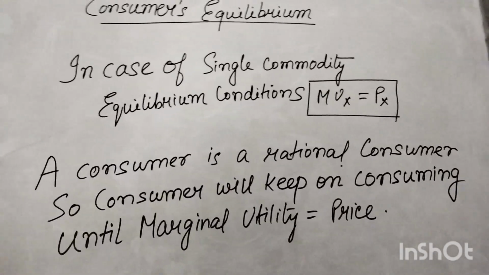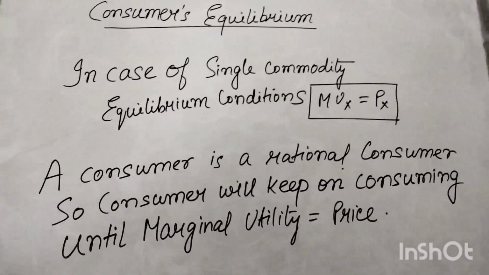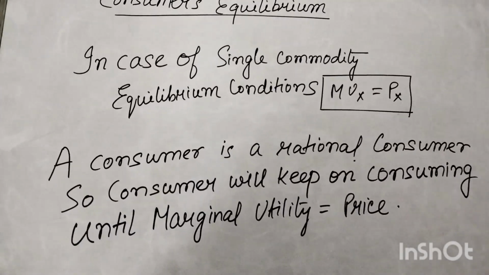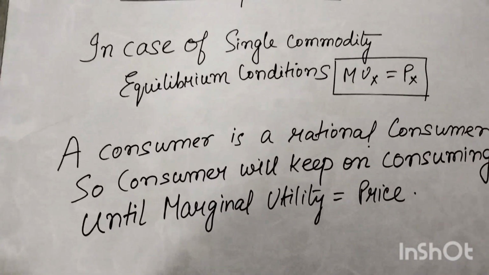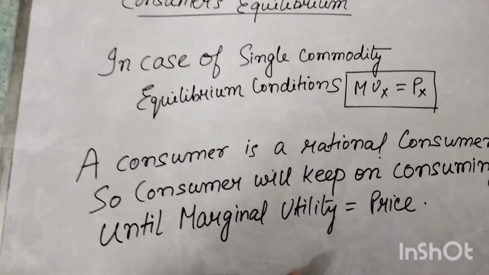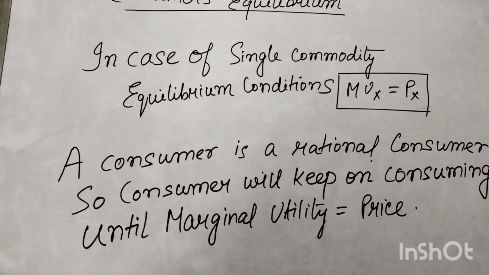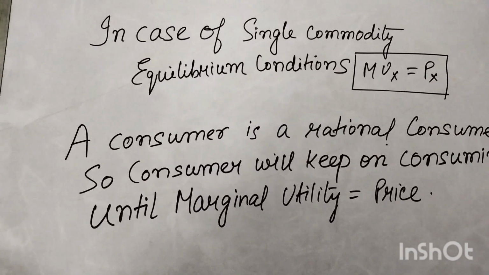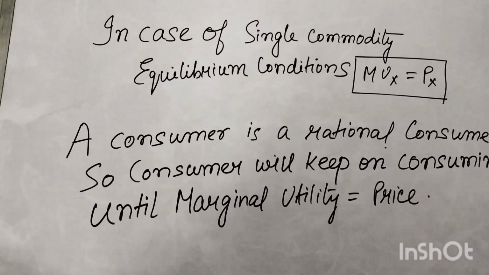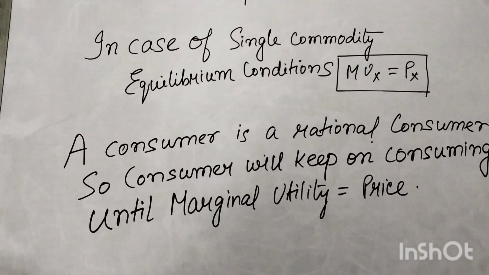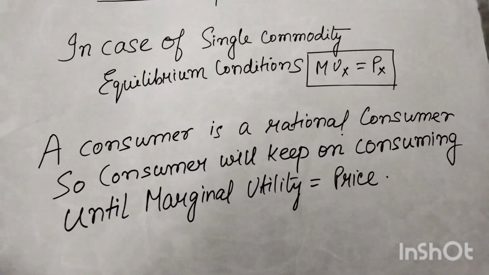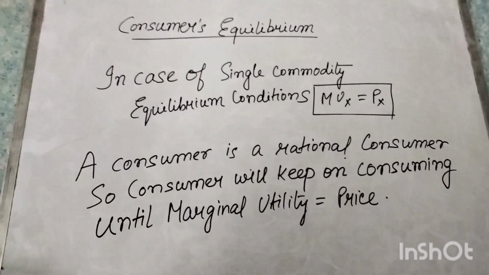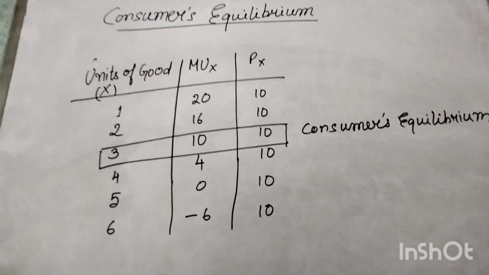Now here the consumer is a rational consumer. So the consumer will keep on consuming until the marginal utility is equal to the price. Beyond this stage, that means beyond MUX equal to PX, the consumer will not be willing to consume more. This can be shown with the help of the following schedule.